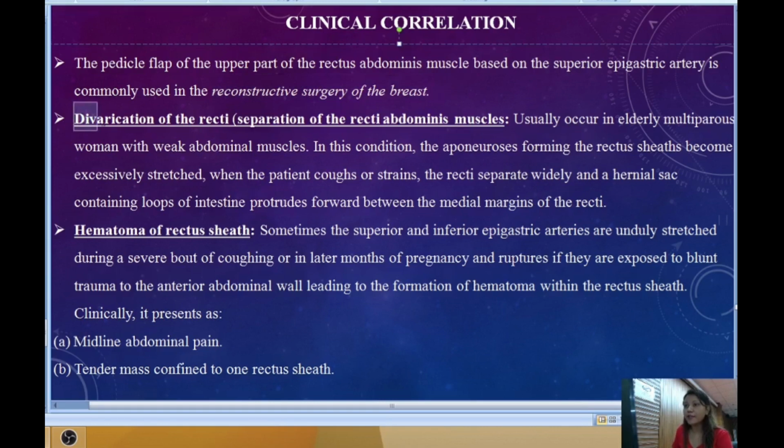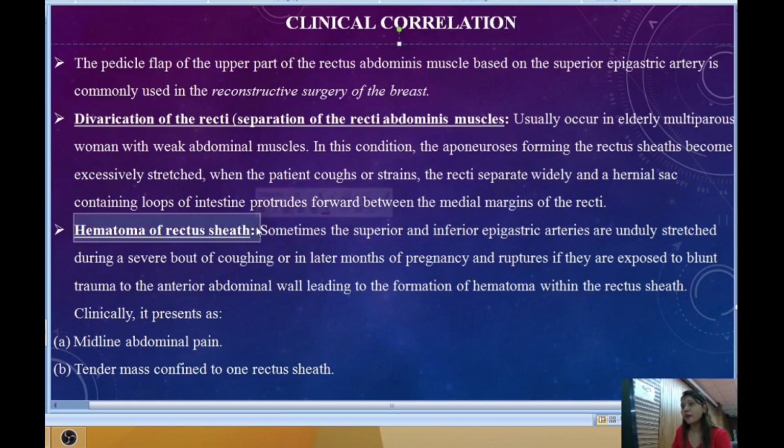Second is the divarication of the recti. What is divarication of the recti? If the rectus abdominis muscle separates, it is known as divarication. When does it occur? Normally in elderly multiparous women. If a woman has given birth to several children, she will have a weak abdominal wall. So in this condition, the aponeurosis of the rectus will become excessively stretched, and if the patient coughs or strains, the recti will separate widely, and a hernial sac containing loop of intestine will protrude between the margins of the recti. So this is known as divarication of recti.